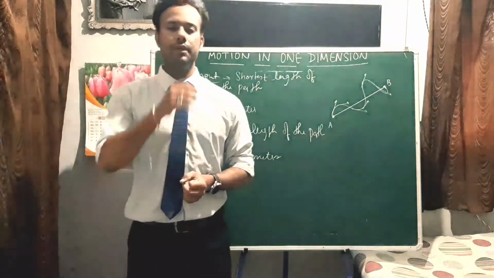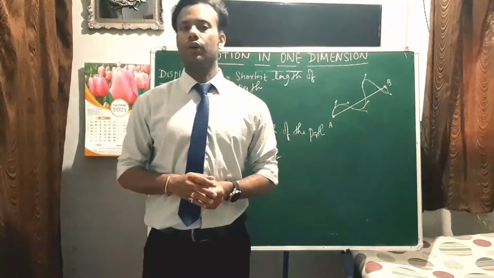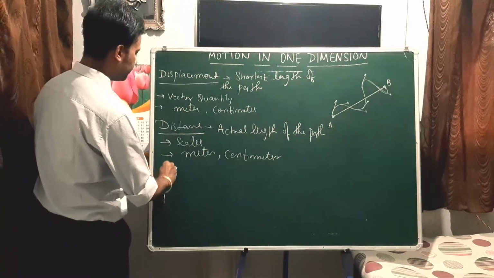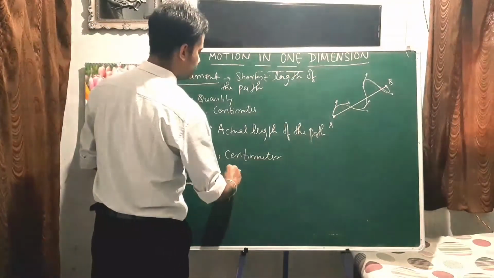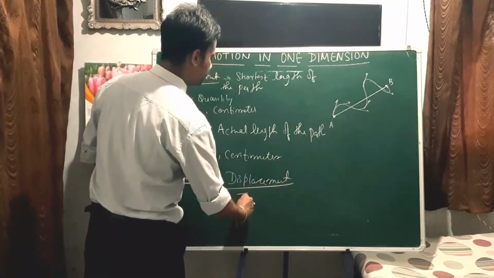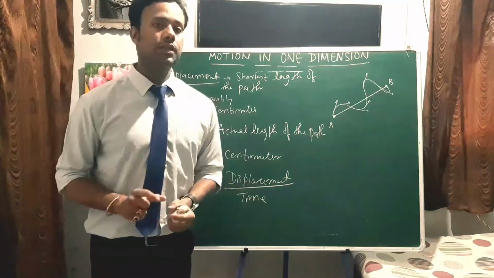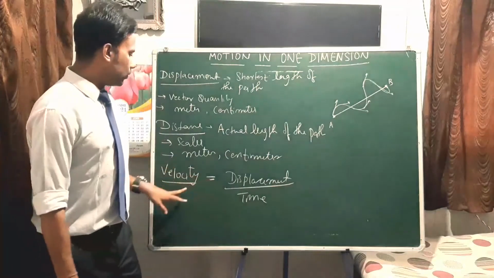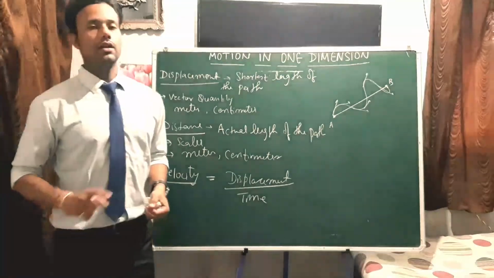Velocity is basically displacement covered by the body in 1 second, right? According to the formula, velocity is equal to displacement upon time. So velocity is nothing but displacement covered by the body in a certain time interval. How do we define it? Velocity is defined as the displacement covered by the body in 1 second. So obviously if the value of time is 1 second, then the velocity will be equal to displacement, right?